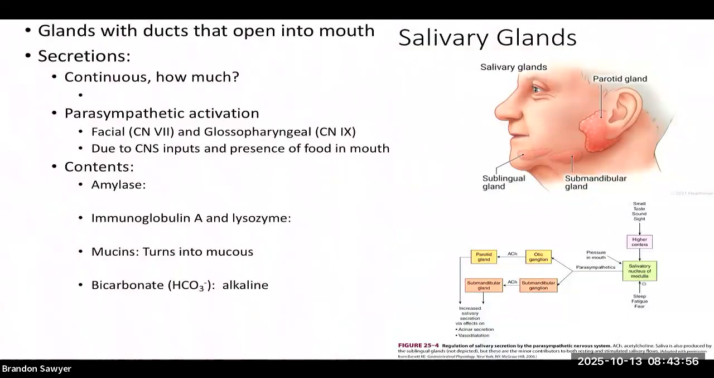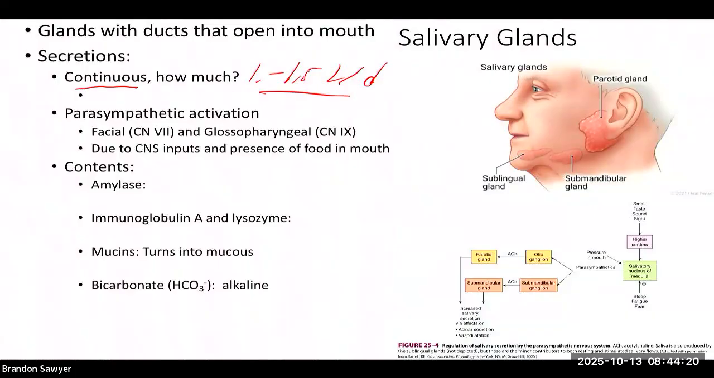But yeah, so let's start in the mouth. Okay, so the salivary glands are just continually releasing saliva, right? And a lot. Okay, we're talking about 1 to 1.5 liters per day. So it's a lot of fluid coming from these little glands in our mouth, right? Or around our mouth that release into our mouth.